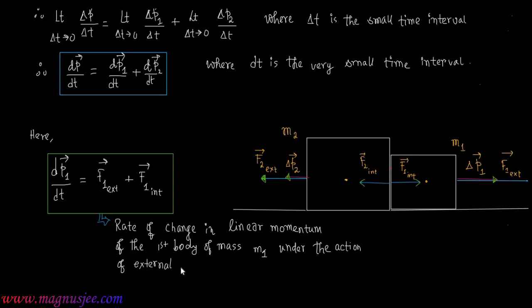That is the rate of change in linear momentum of the body of mass m1 under the action of external force vector F1 ext on it. In the diagram, the rate of change in linear momentum of the body of mass m1, d vector p1 by dt, is equal to the sum of vector F1 int and vector F1 ext. That is, the rate of change in linear momentum is the sum of external force and internal force acting on the body of mass m1.